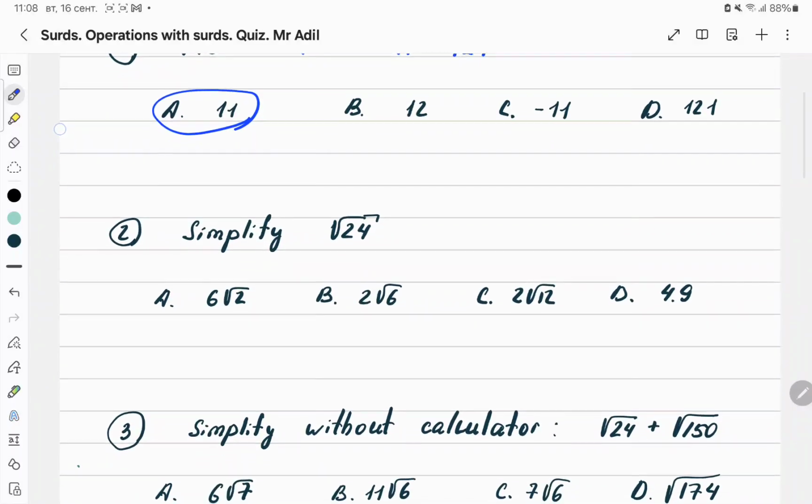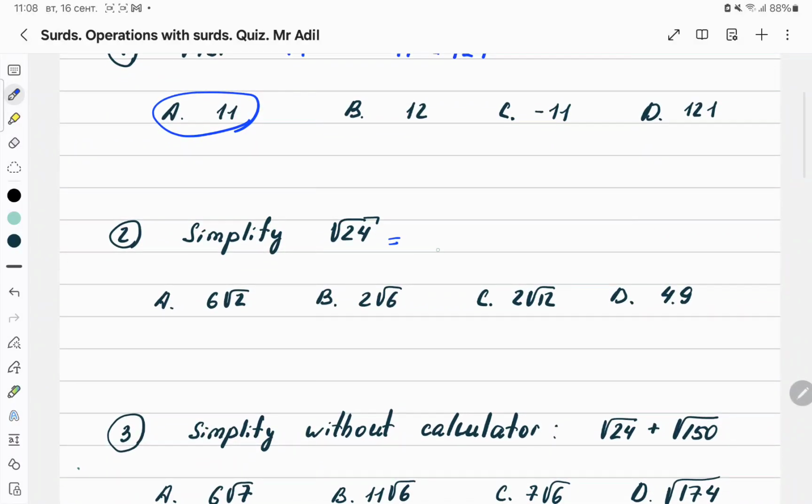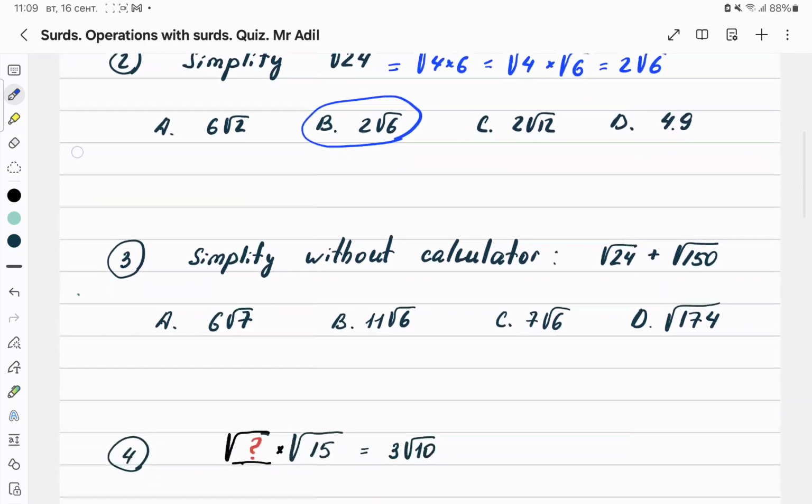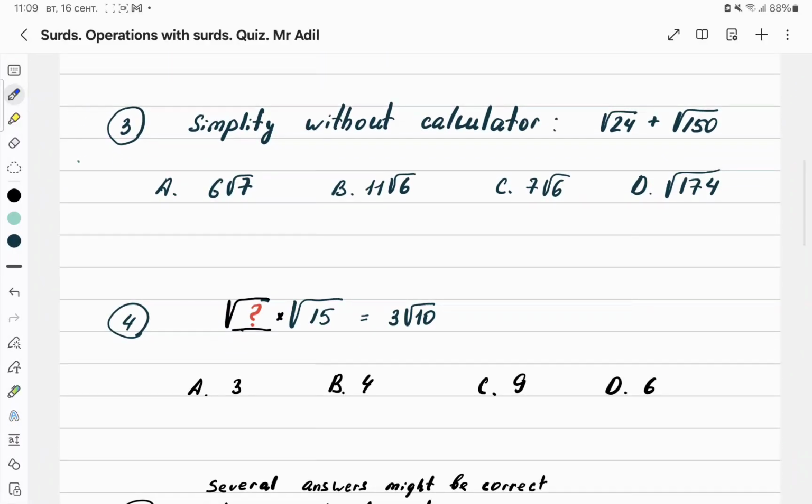Question number two, simplify square root of 24. First we should represent 24 as 4 times 6, then make separate surds. Square root of 4 times square root of 6. Square root of 4 is 2, so 2 square root 6. Let's find this answer here. It is B.